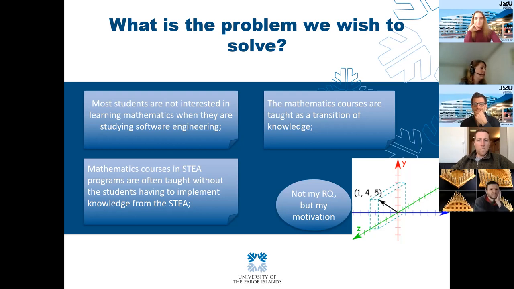We have this education in science and technology and engineering, and those students have to take some mathematics courses, and they have to take it quite early in their education. But that's not why they went to university, to study mathematics. So they're not that fond of the courses. The courses are often taught without the students having to implement the knowledge from other courses that they learn. So it's not that it's not there. The examples are from programming or whatever field, but it's not really part of answering a problem.